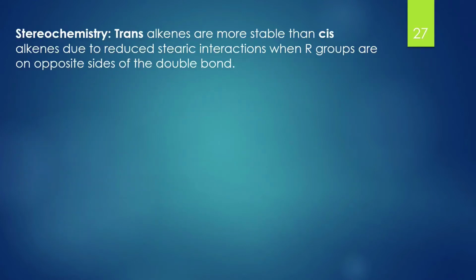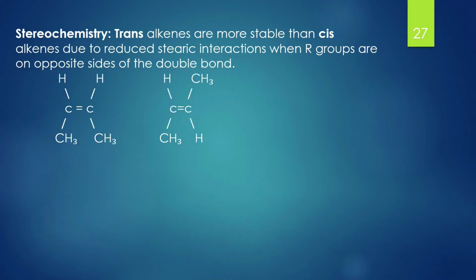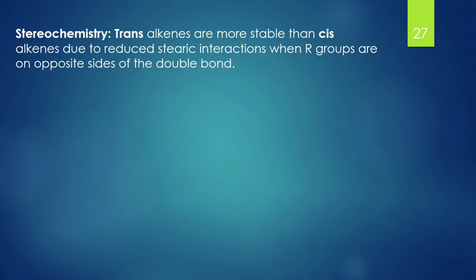The second factor which influences the stability of alkenes is stereochemistry. Trans alkenes are more stable than cis alkenes due to steric interaction when alkyl groups are on the same side of the double bond. The detailed explanation of cis and trans has already been given in my another video. I'll leave an I button for you so that you may check that video out.